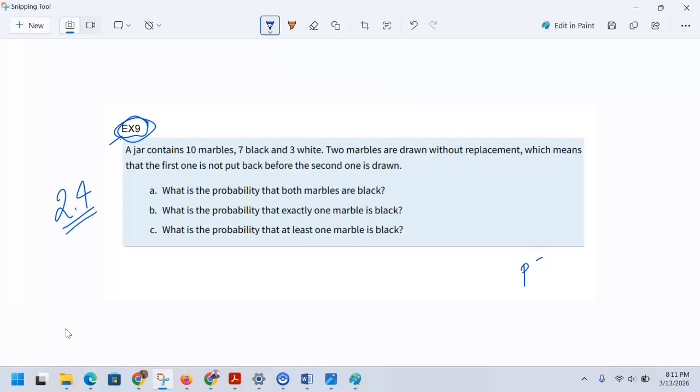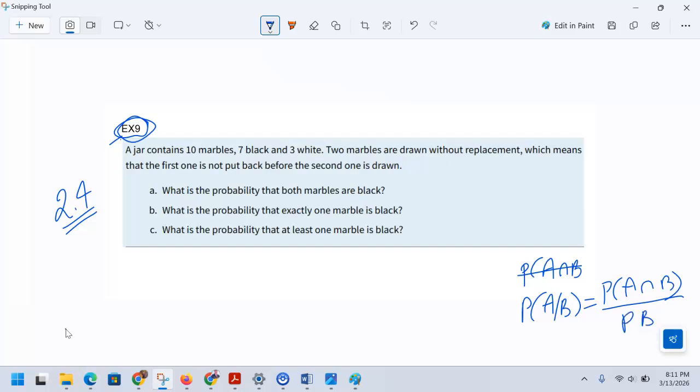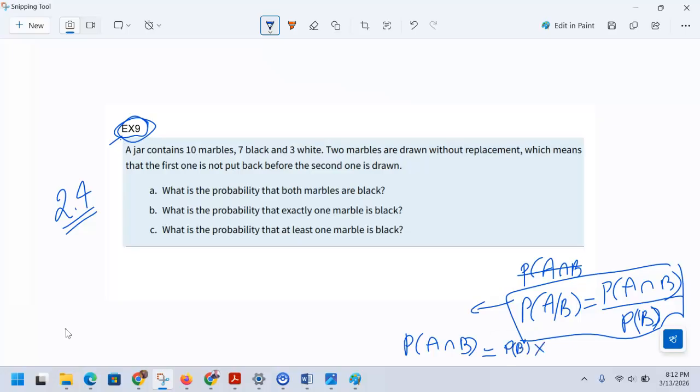Remember, last time we learned that the probability of A when B occurred is the probability of A and B divided by the probability of B. This is what the lesson is about, and it is called conditional probability. If you multiply both sides by the probability of B, you get the same thing: the probability of B times the probability of A when B occurred.